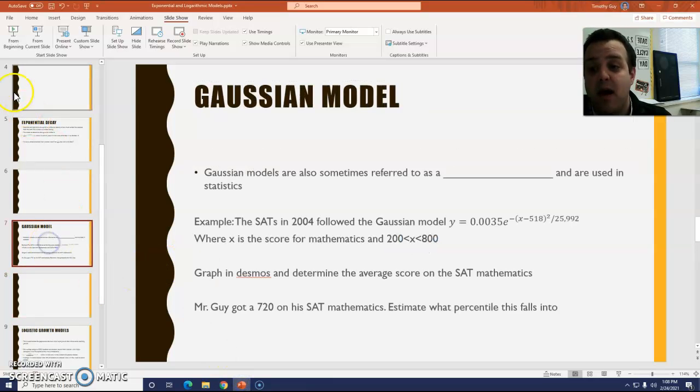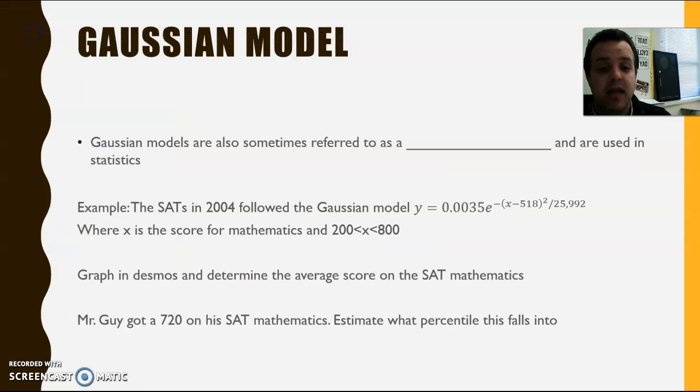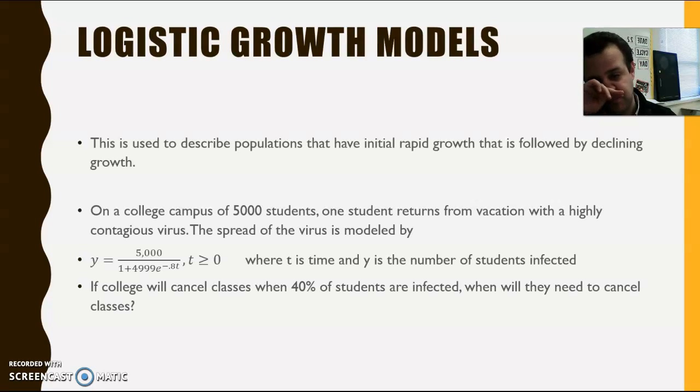With the Gaussian models, we are not going to be getting super in-depth mathematically with calculating things. It's going to be more about looking at it in Desmos and making an estimate, making some sort of statement about what we see when we go in there, all right?